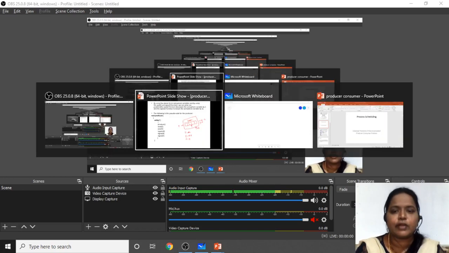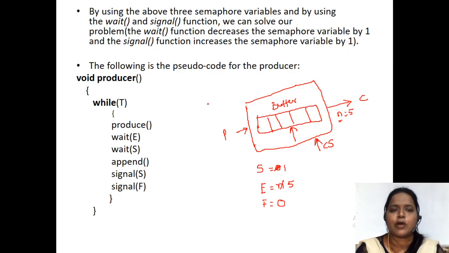So here we are going to see how the producer is going to write his code and how the consumer is going to write his code. Initially, we have a buffer which is common among the producer and the consumer. Here the number of buffer slots is n = 5, which is fixed.